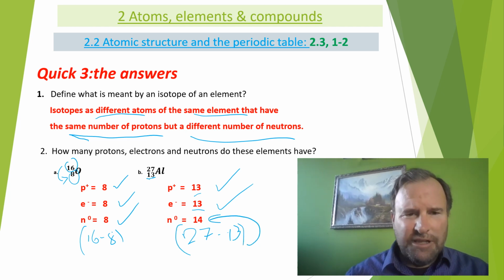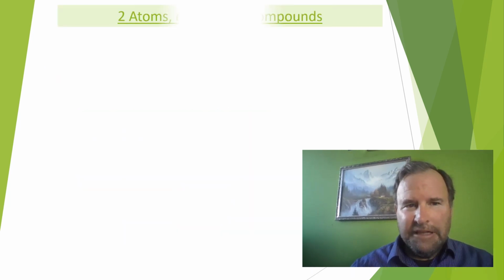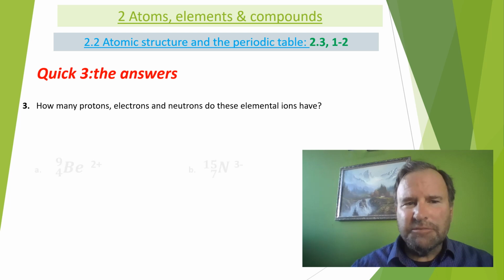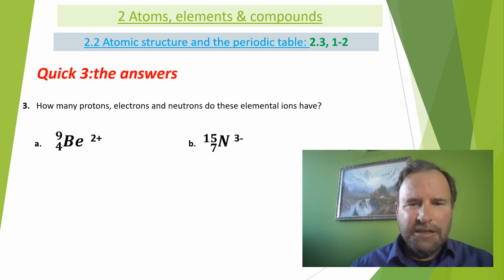And the last question, how are you doing? I hope you're doing really well. Well done if you are. If not, go over it again as many times as you feel you need to. And the final question, we're having a look at the ions. It's a bit tougher, this one, because you have to work out the number of electrons. This is beryllium ion, and then you've got the nitride ion, part B.